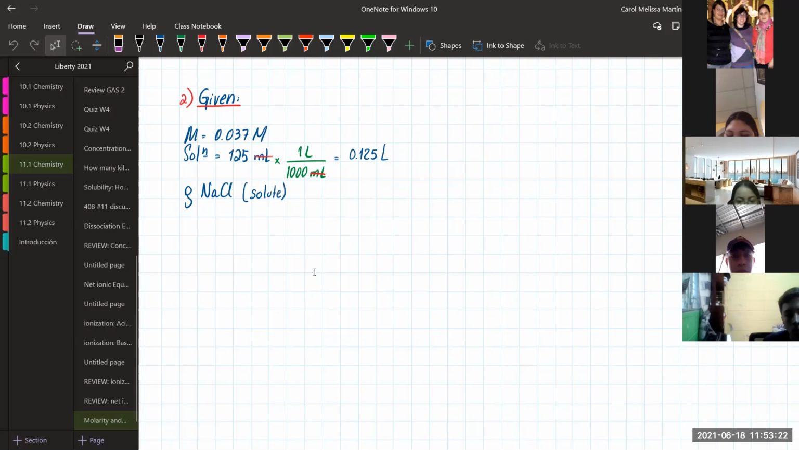Okay, let's analyze the problem. They're giving us the molarity and they're giving us the liters of solution. According to the formula for molarity, we know that this is the equation.